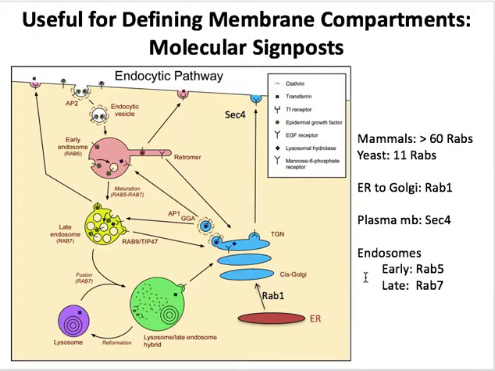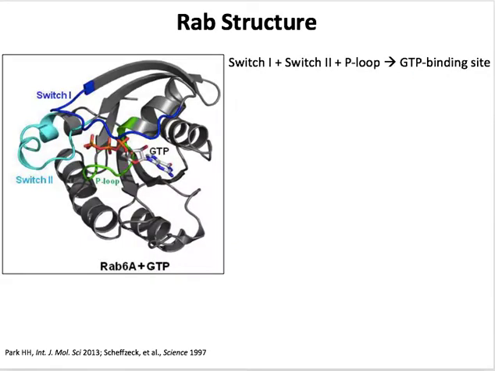Again, I don't want you to concentrate on the specific Rabs, but more generally, what is it that's defining these different membranes? How does an endosome know it's an endosome? How does a Golgi know it's a Golgi? Rabs can be some of those signposts that tell these membranes what they are, but they can also help send vesicles to target membranes by having those Rab molecular signposts on them too. So let's take a closer look at what a Rab actually looks like. Here is the structure of Rab6A, and we can see GTP here in its active site.